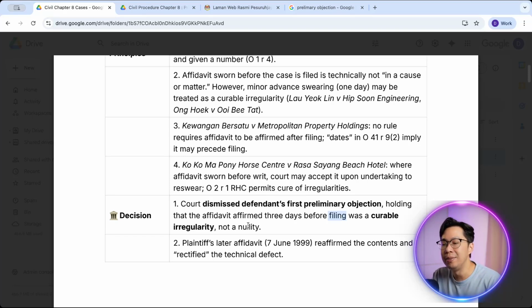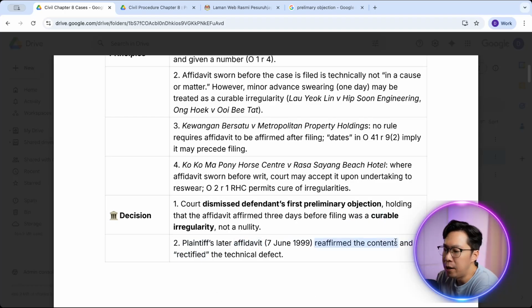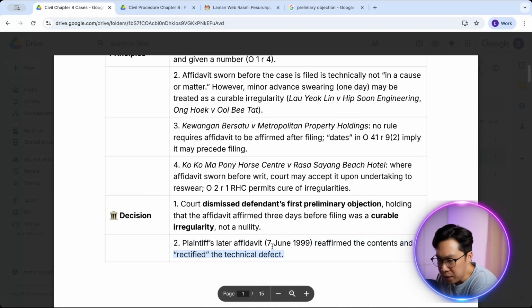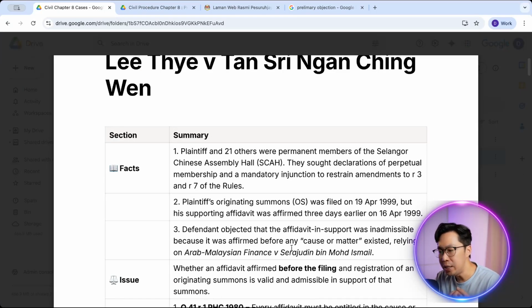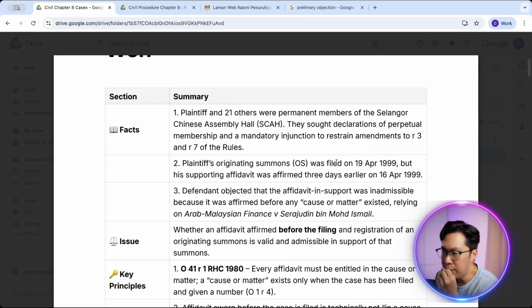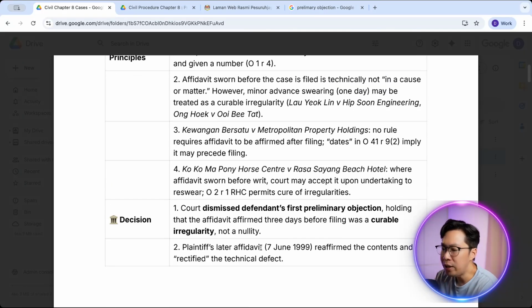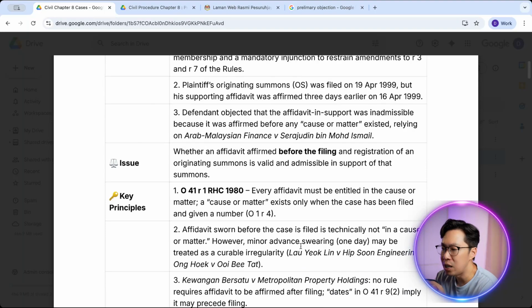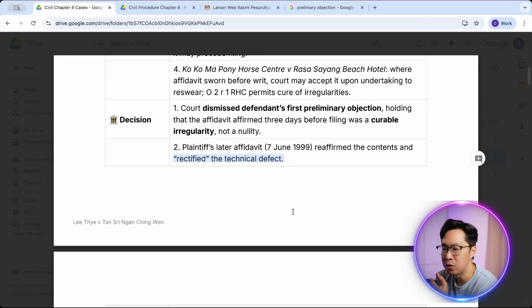Arab Malaysian Finance said nullity. Here it says curable. Why? How come so different? The plaintiff later filed an affidavit to reaffirm the content and rectify. So the first difference between here and Arab Malaysian, this is where you differentiate. In Lee Tai, he filed the affidavit on this day and the OS 3 days later. After that, he realized he made a mistake. He quickly filed another affidavit later on 7 June to reaffirm and rectify the technical defect. So at least he did something.